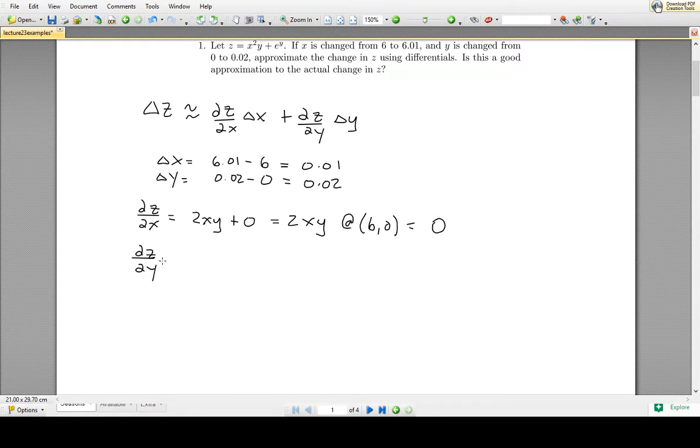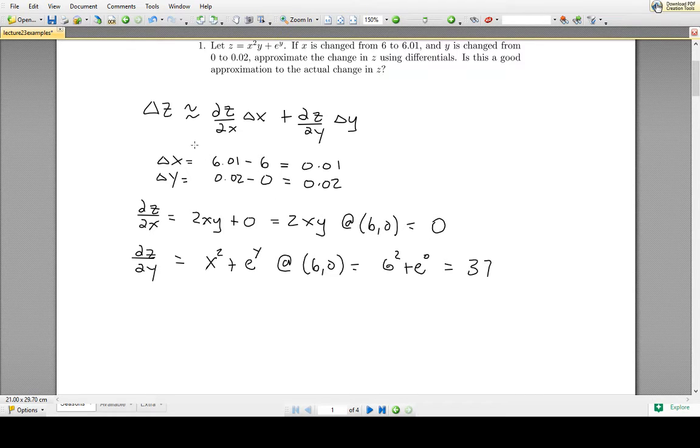So let's now calculate the partial derivative of z with respect to y. If we look at the equation for z, we take the derivative of the first term with respect to y, and we get x squared. And if we take the derivative of the second term with respect to y, we get e to the y. And if we evaluate that at the point (6, 0), when we plug in 6 for x, we get 6 squared plus e to the 0. If we add those things together, we end up with 37. So the partial derivative of z with respect to y at (6, 0) is 37. And the partial derivative of z with respect to x at (6, 0) is 0.